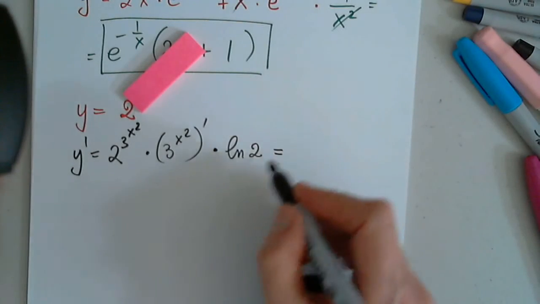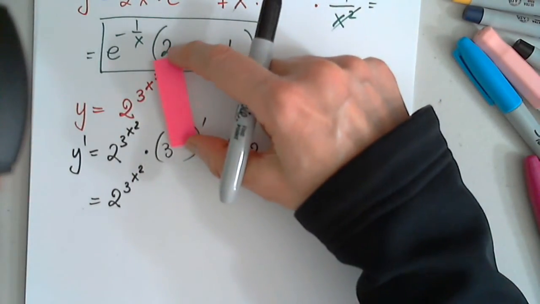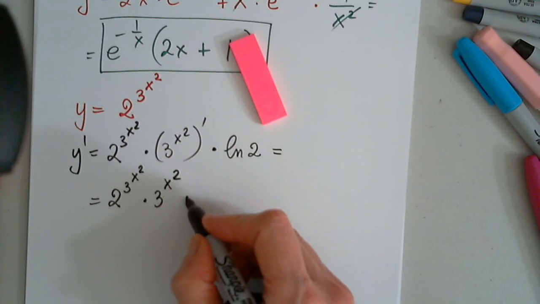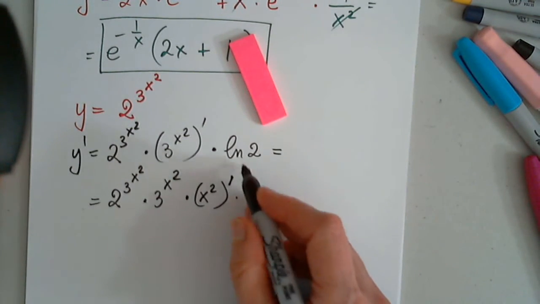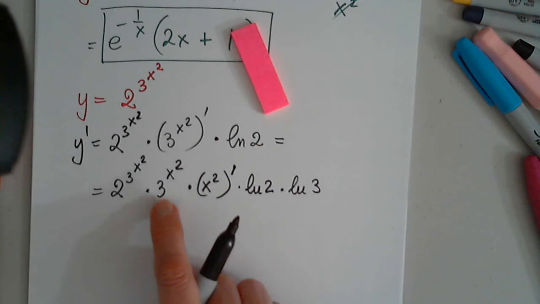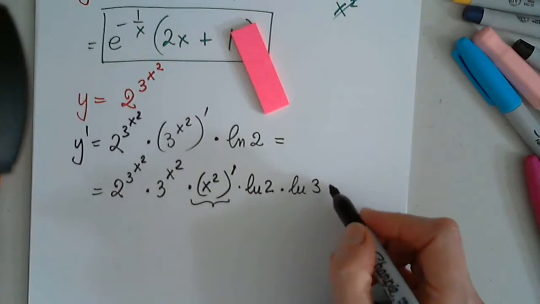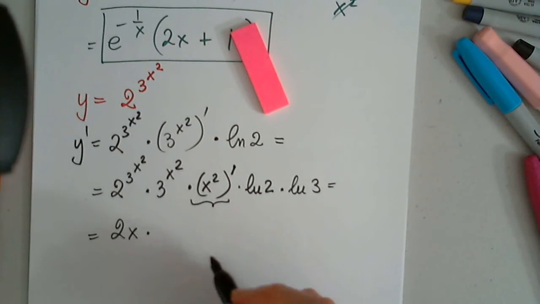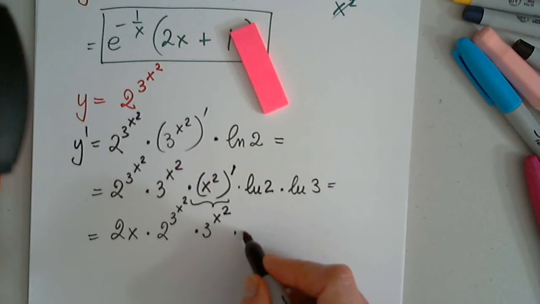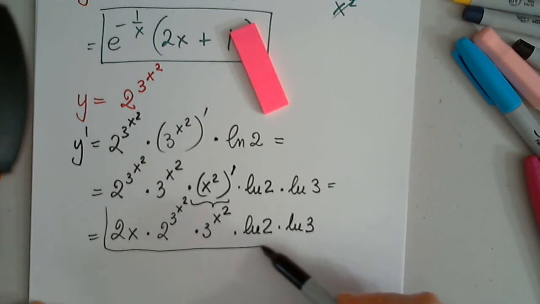Now I have to deal with this. So I continue. 2 raised to 3 raised to x squared. And now how do I differentiate this? Well, it's 3 to a function prime. I have to copy it, 3 to x squared. I have to write times x squared prime, times natural log 3, because I differentiated 3 to x squared. And the final step is I have to differentiate this, and I get 2x, and I will put it in front. So it's 2x times 2 raised to 3 raised to x squared times 3 raised to x squared times natural log 2 times natural log 3. So this is the final answer.